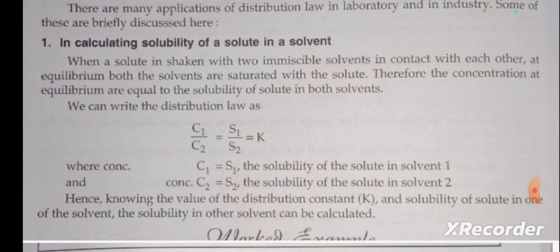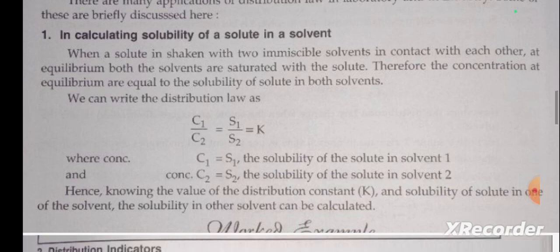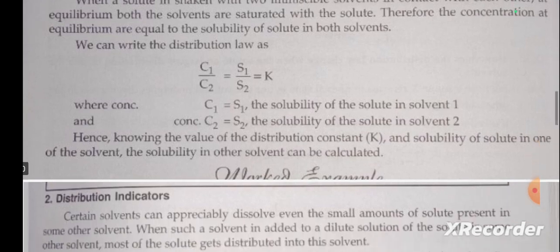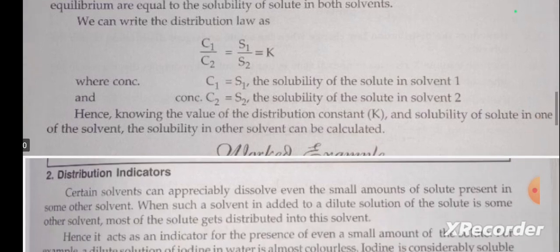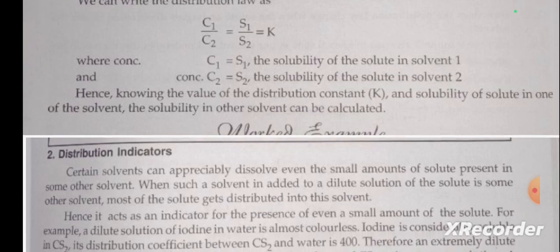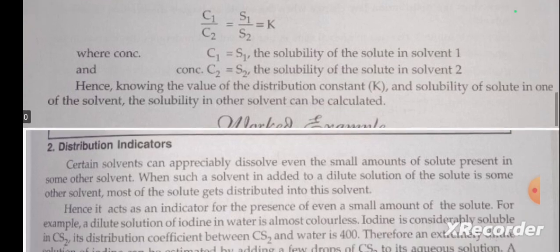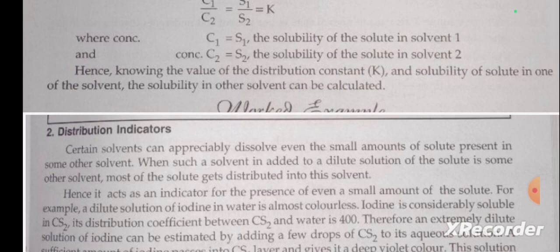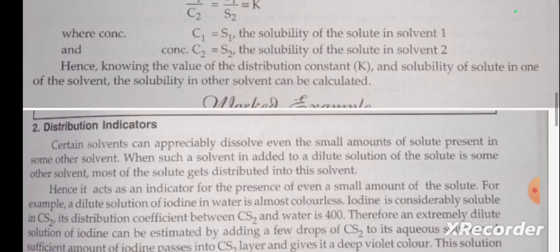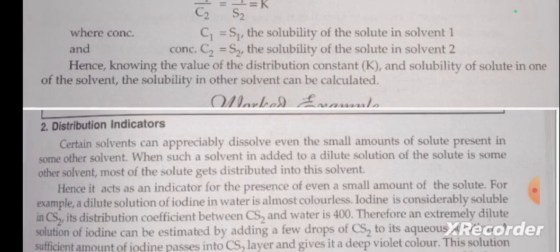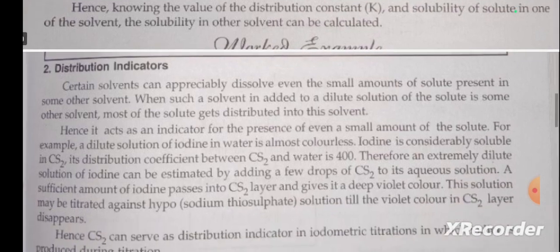at equilibrium, both the solvents are saturated with the solute. Therefore, the concentrations at equilibrium are equal to the solubility of the solute in both the solvents. C1/C2 = S1/S2 = K. C1 is equal to S1, the solubility of the solute in solvent 1. C2 is equal to S2, the solubility of the solute in solvent 2. However, knowing the value of the distribution constant K and the solubility of the solute in one of the solvents, the solubility in the other solvent can be calculated.